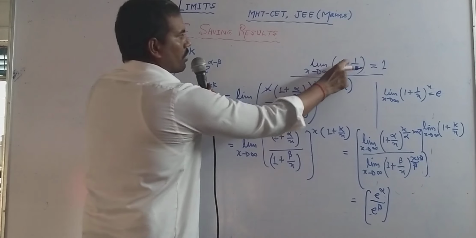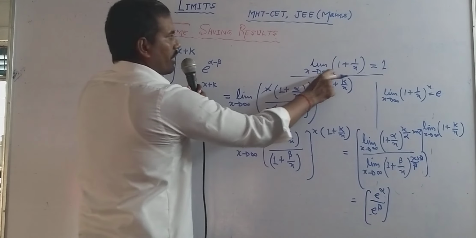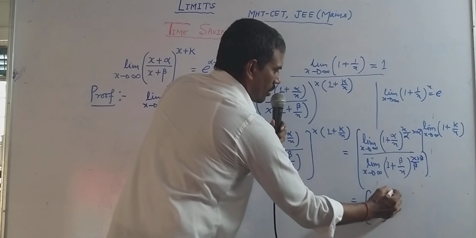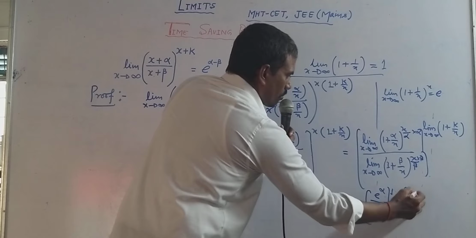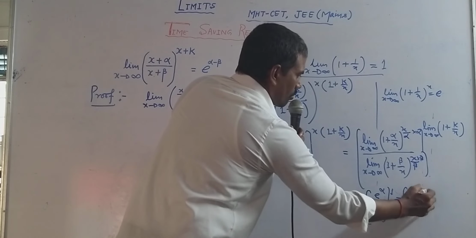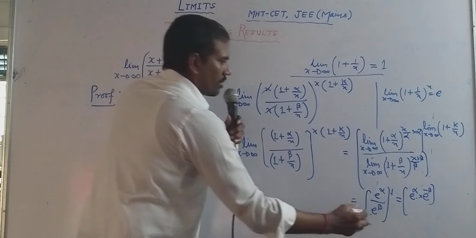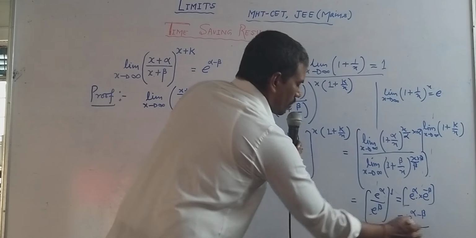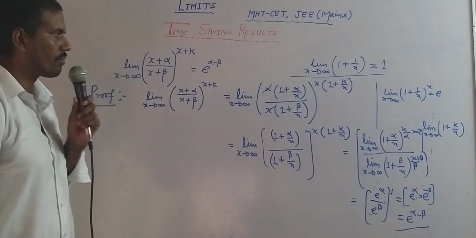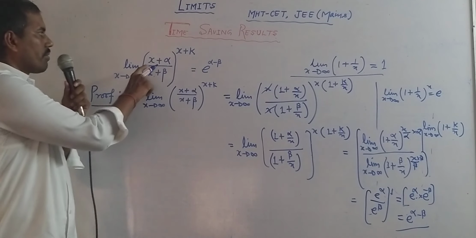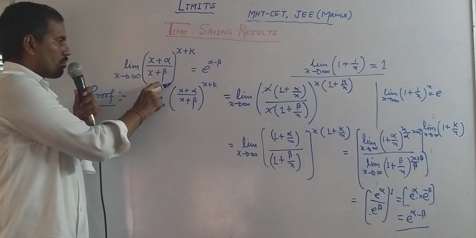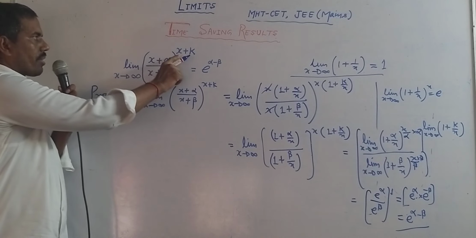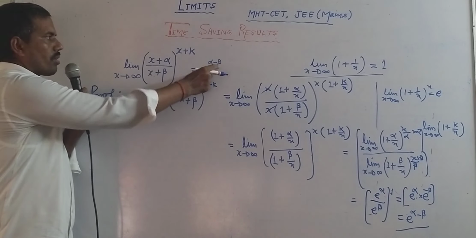Here limit of 1 plus 1 upon x as x tends to infinity is equal to 1. So at the power the result is 1. So we can write e to the power alpha into e to the power minus beta, and this is equal to e to the power alpha minus beta. In this way we can prove our result: limit of ((x plus alpha) upon (x plus beta)) as x tending to infinity to the power x plus k is equal to e to the power alpha minus beta.